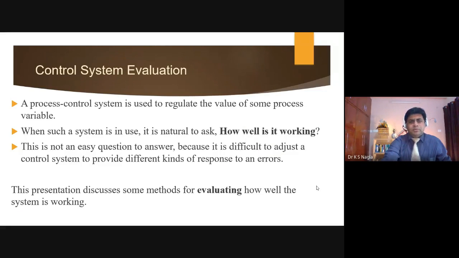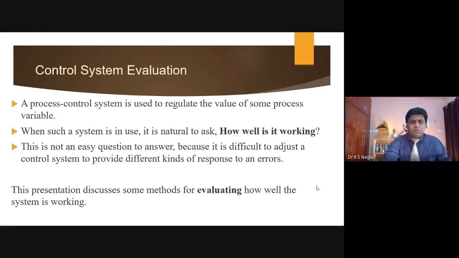So a process control system is used to regulate the values of some process variable. This thing we have already considered: in any process control system, there is a need to regulate some of the process variables. That may be the controlled variable. It may be a feedback variable which is going to the error detector. So when such a system is used, is it natural to ask how well it is working? This is a very important question all the time.